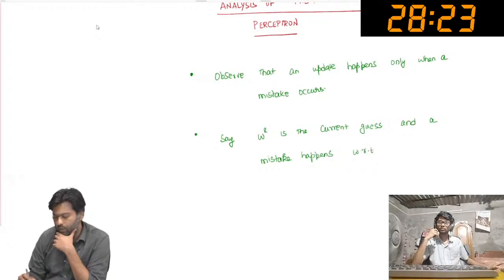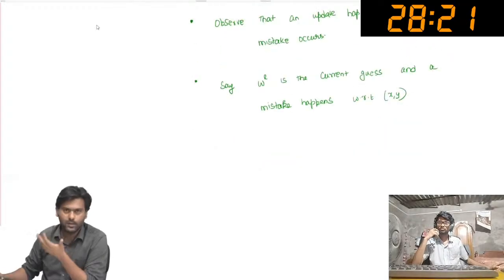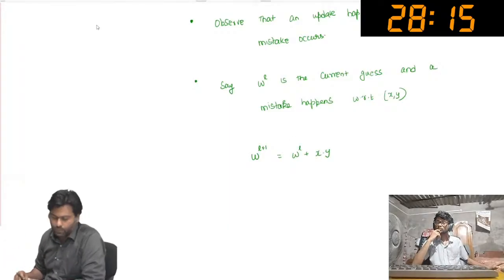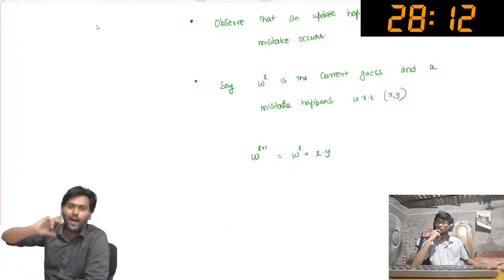So with respect to some data point x comma y, I found a point where w^l is incorrectly classifying. So the moment I find a point where it incorrectly classifies, I'll update w^l to w^(l+1) as w^l plus x into y. This is my update rule. I know this, right?